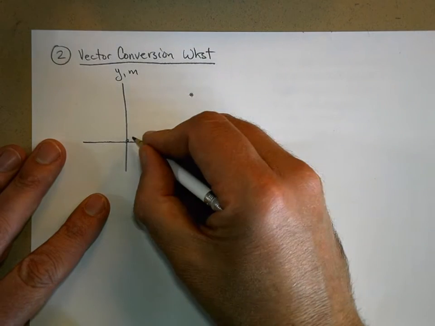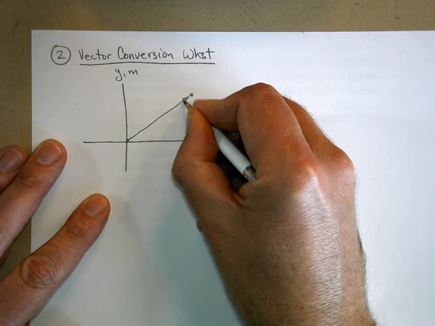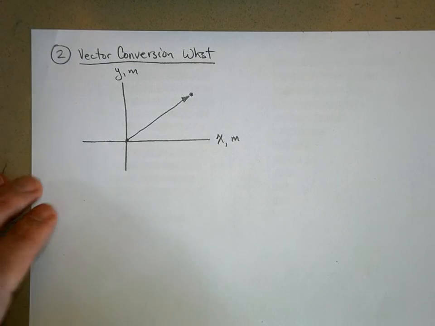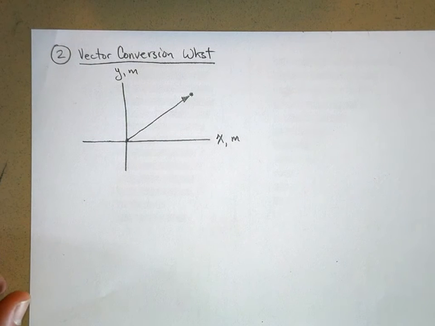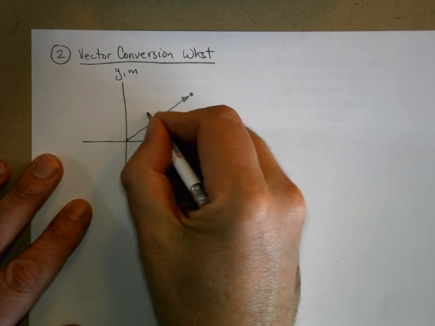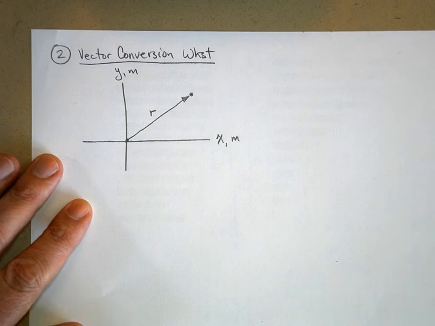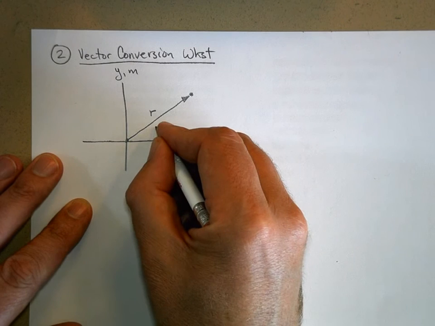Well, there's two ways of expressing that. First of all, I can express it with a distance and an angle. Like, how far away is it from the origin? What distance is it away from the origin? Okay, I'm going to call that R. And then it's going to have an angle.